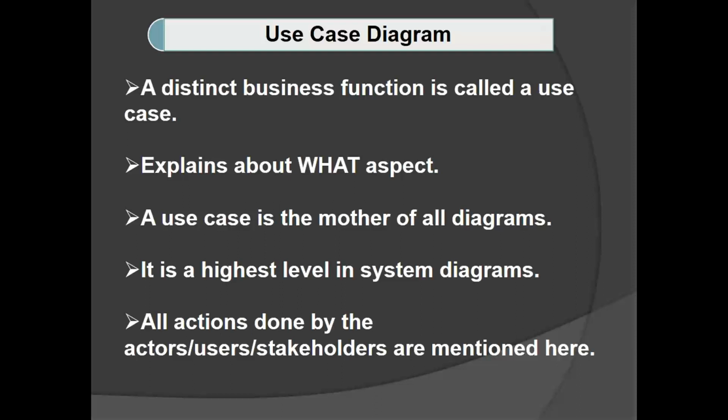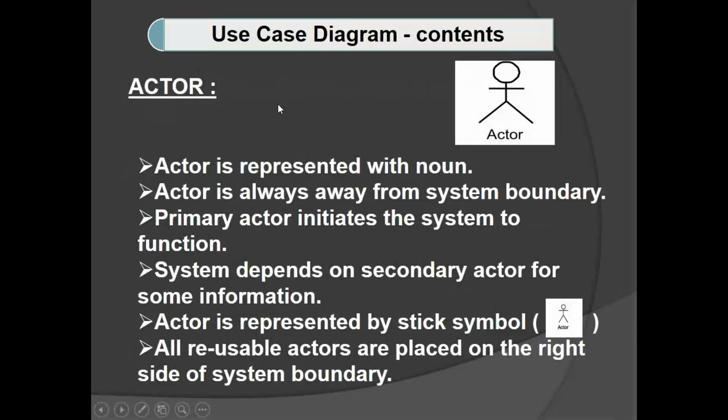Okay, so here if I say actor, I have to explain some points related to actor. So who is an actor? It could be a living or non-living thing. And an actor is always represented by a noun. Okay. And there are 2 types of actors, primary and secondary actor. The primary actor always initiates the system to function. That means the primary actor always gives a request to the system and the system depends upon the secondary actor to get some data.